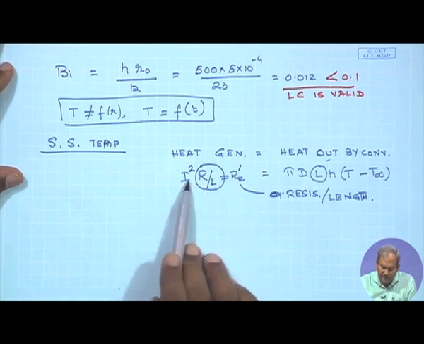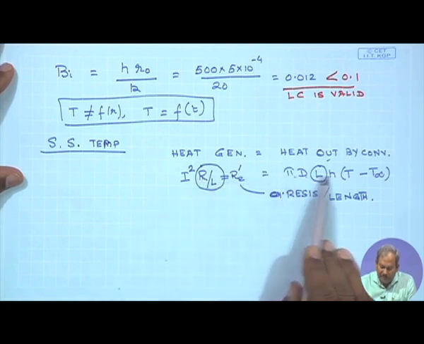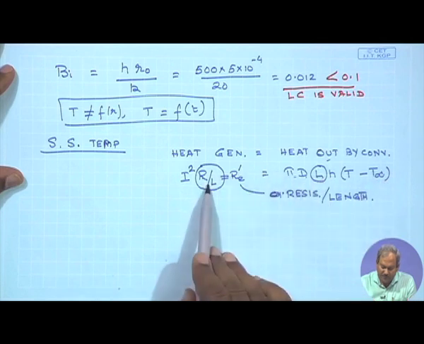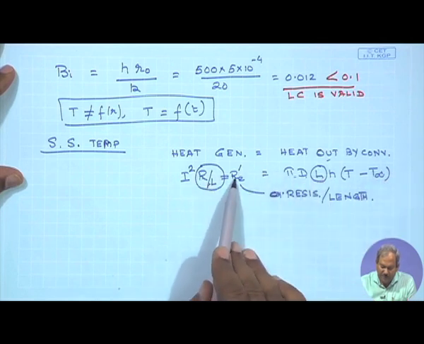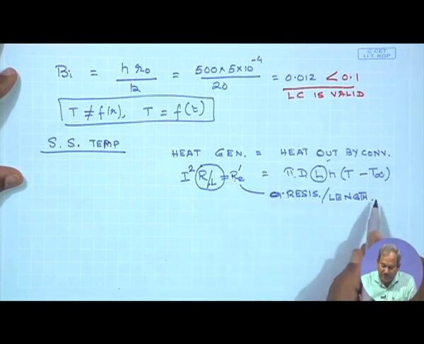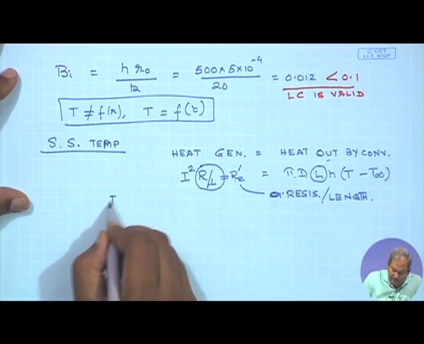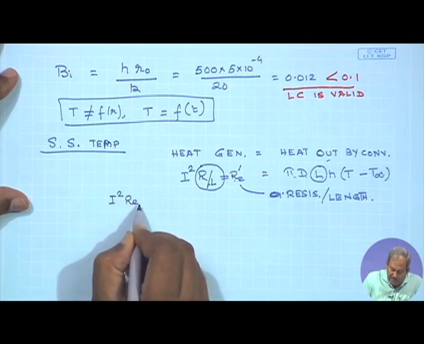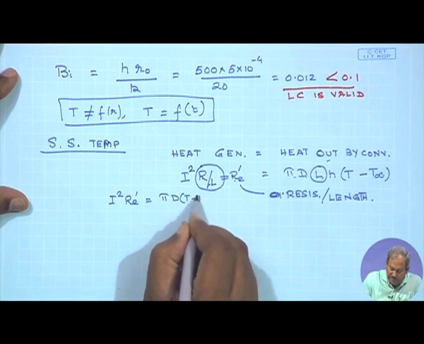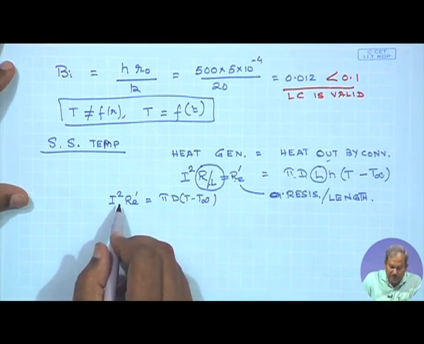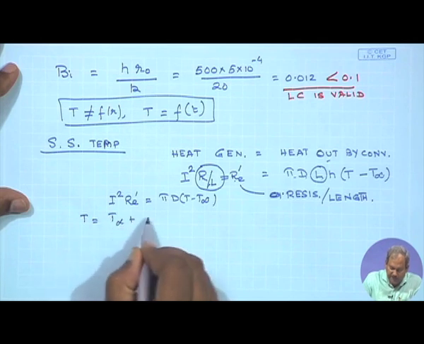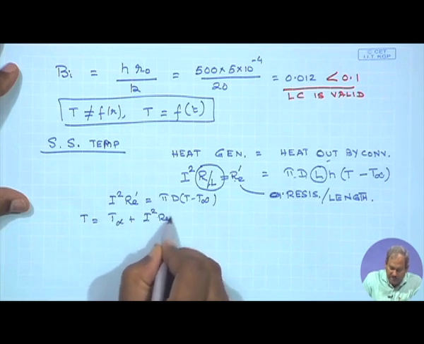So, initially I started with I square R equals pi d L, the surface area, times h (T minus T infinity). I brought the L to this side and made R by L equal to R E prime, which is the resistance per unit length of the wire. So I have the relation I square R E prime equals pi d h times (T minus T infinity). When you plug in the numbers, you simply get T equals T infinity plus I square R E prime by pi d h.